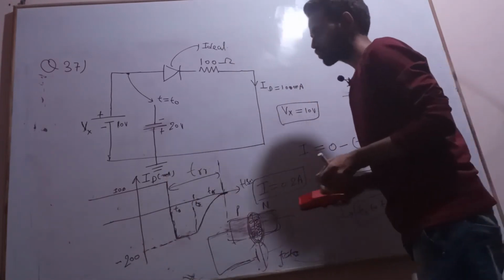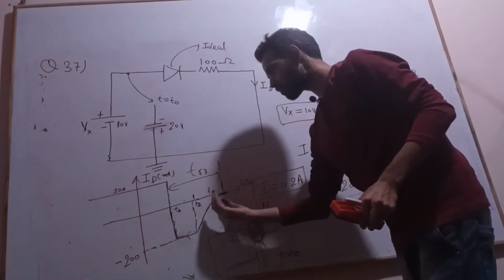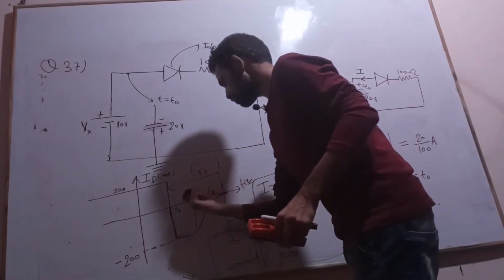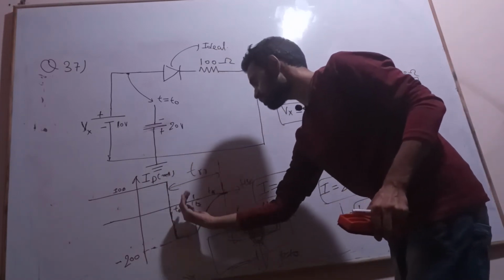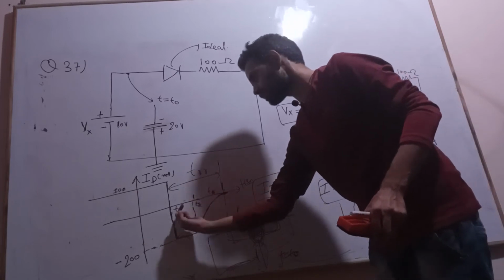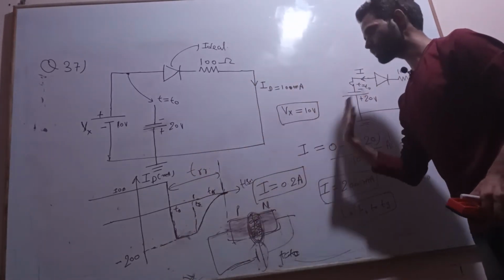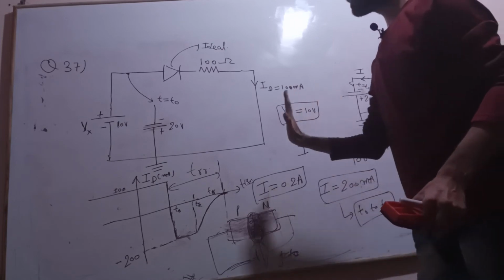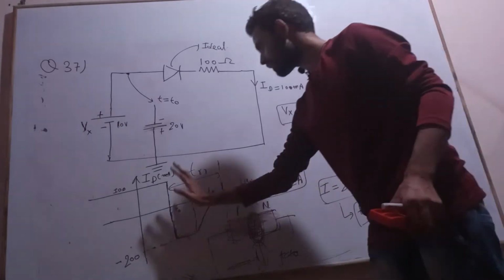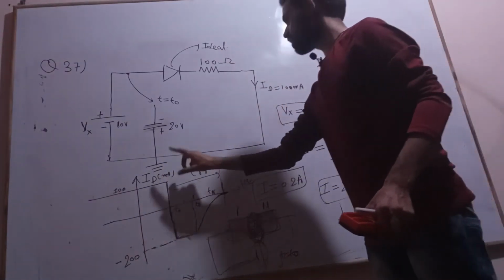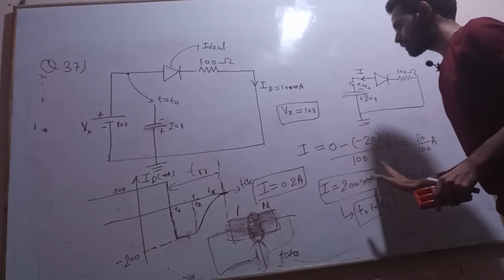The time required by the diode to reach its final or steady state value from its switching time, that time is nothing but the reverse recovery time. So this is the ultimate concept that we have explored here properly. That is the answer for this 200 milliampere.